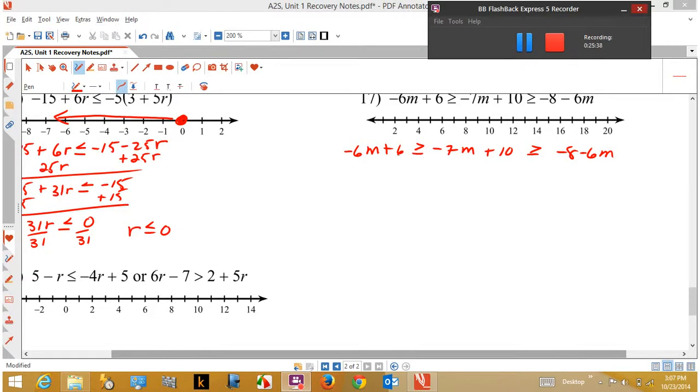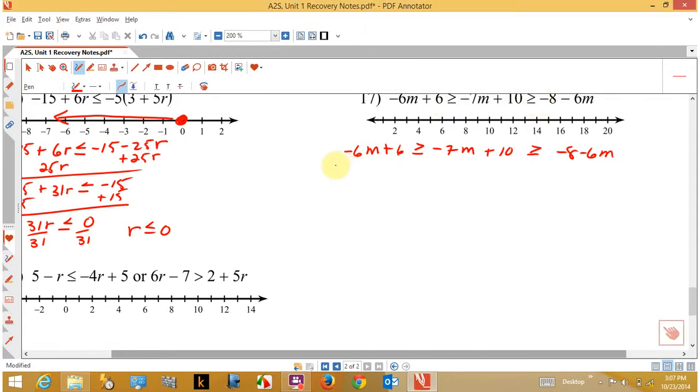One way that I could work this that makes it fairly simple is to break this into an "and". Since this part in the center has to meet both those requirements at the same time, that makes it an and. So let's write negative 6m plus 6 is greater than or equal to negative 7m plus 10, and the negative 7m plus 10 must be greater than or equal to negative 8 minus 6m. And we're going to work both sides of that.